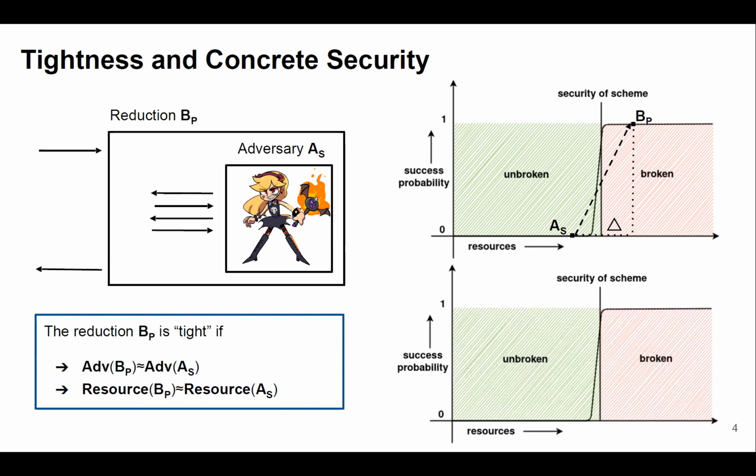If instead we have a tight reduction, we see that we get an algorithm that is still in the unbroken region for problem P. And now we can derive meaningful conclusions about the security of our scheme based on the problem's hardness.